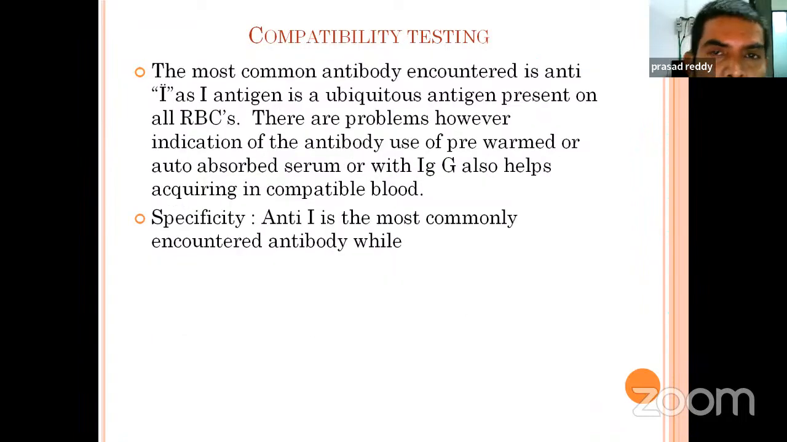Next, compatibility test. If you go for cross-matching in autoimmune hemolytic anemia cases, the most common antibody encountered is anti-I, as I antigen is a ubiquitous antigen present in all RBCs. There are problems, however, in identification of the antibody. Use of pre-warmed or auto-absorbed serum, or with IgG, also helps in acquiring compatible blood. Next, specificity: anti-I is the most commonly encountered antibody.